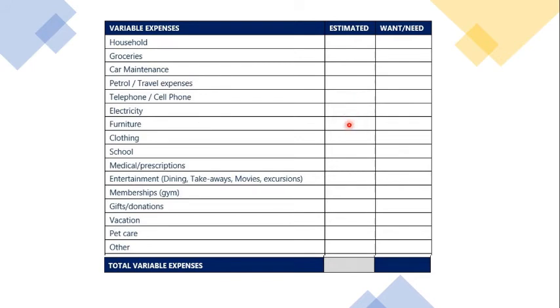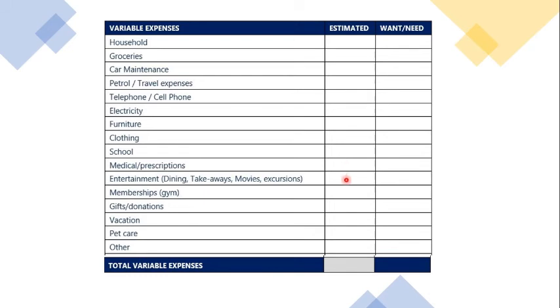Electricity, furniture. Hopefully you don't buy furniture every month, but do you put money aside to eventually buy? Clothing, that would be cash. School, if you ask me why is school here, that is not your school fees. That would be a fixed expense. This is a variable expense if you have to buy clothes every now and again, or books or stationery. Any other medical prescriptions? Entertainment.